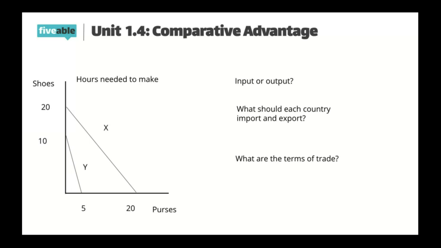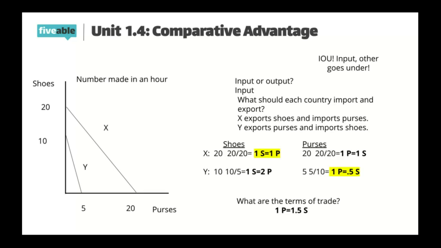So if it's hours to make 20 shoes or hours to make 1 shoe, we've got the same numbers here, same situation, but hours to make is an input question. With input, we think IOU: input, other goes under. This is why people get mixed up a little bit. Input means other goes under. So we do the same thing. Country X makes things easy for us because it's the same. It's 20 over 20, so 1S equals 1P, still the same.